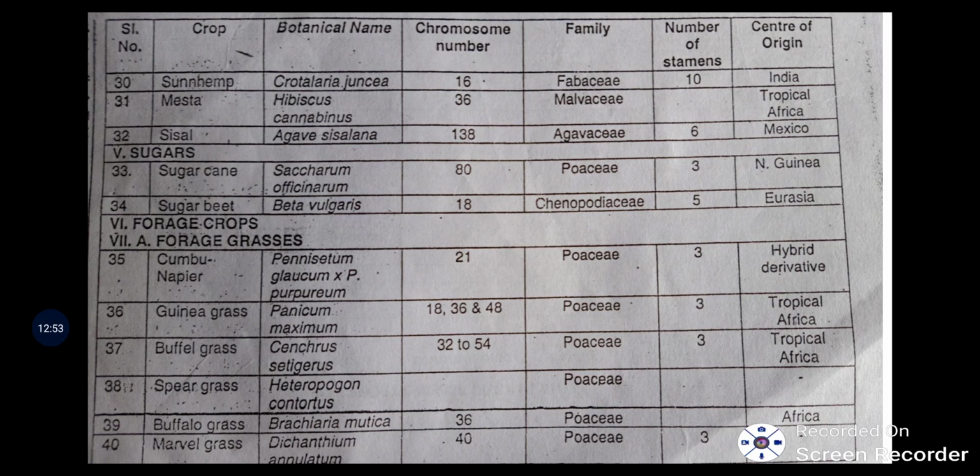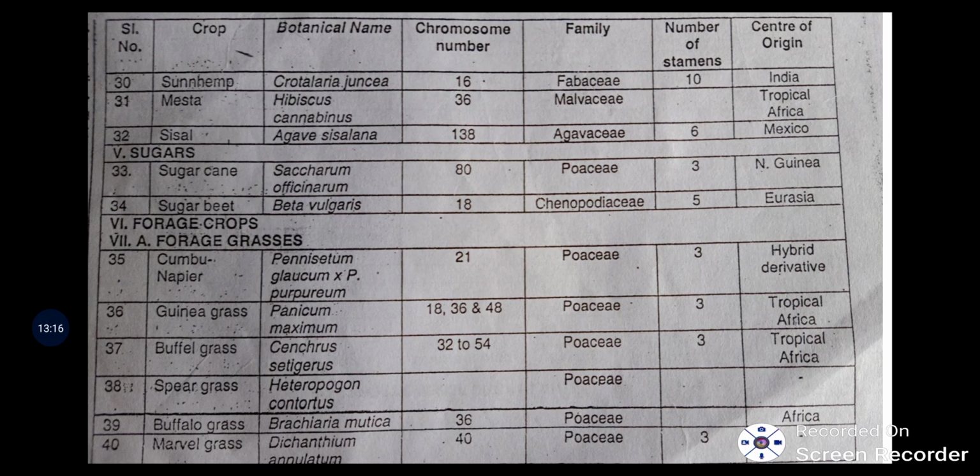tropical Africa. Sisal, that is Agave sisalana, having chromosome number 138, belongs to family Agavaceae. Number of stamens is 6 and the center of origin is Mexico. Now we shall talk about the sugar crops. Important sugar crops in India are sugarcane and sugar beet.